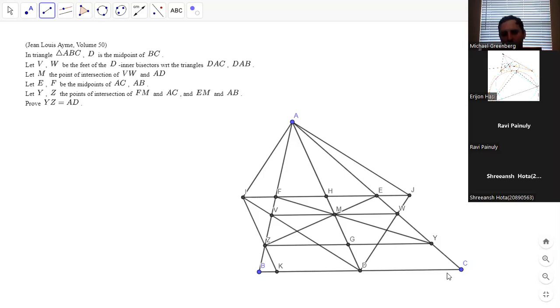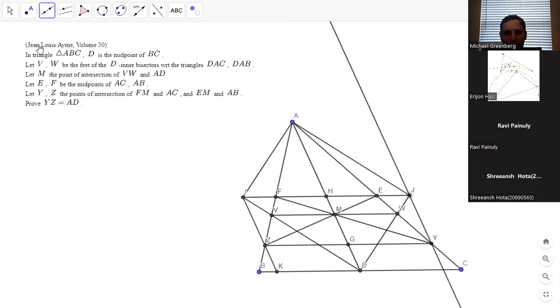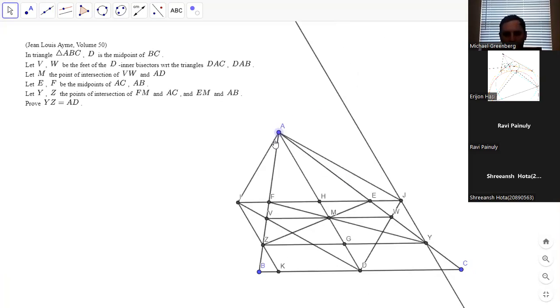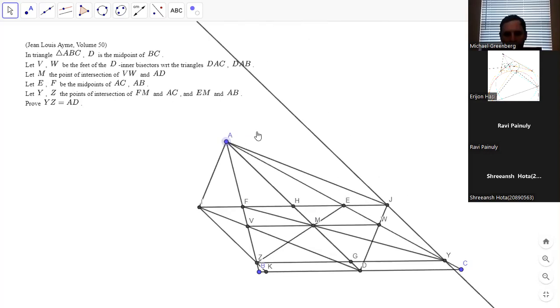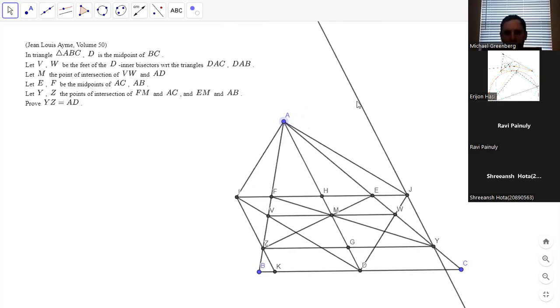So JW over WD is equal to HM over MD, and YW over WA is MG over MA. I'm confused now because do we really know that those are parallel? Maybe we're saying JY is parallel to HG, right? Is that true? I think it is true. But it doesn't seem that obvious to me.